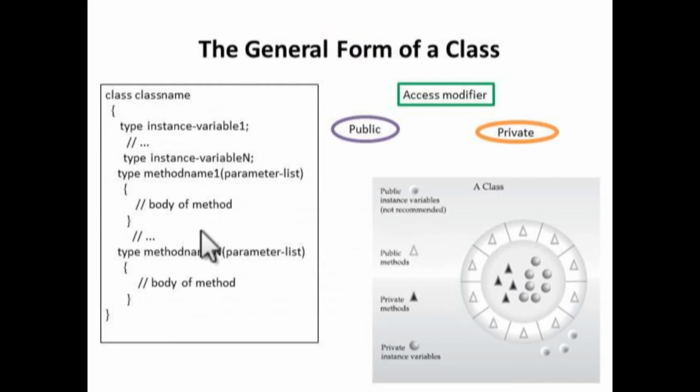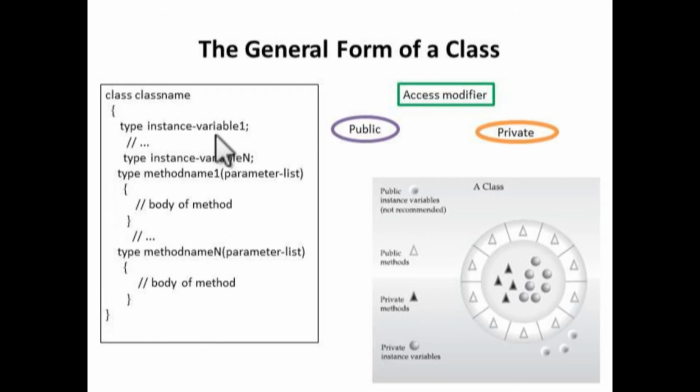So this is the general form of a class. We can create a class with the help of the keyword class and the class name. For this we can use any valid identifier, and it is created with curly open and close braces. Within that we can define our variables and methods.